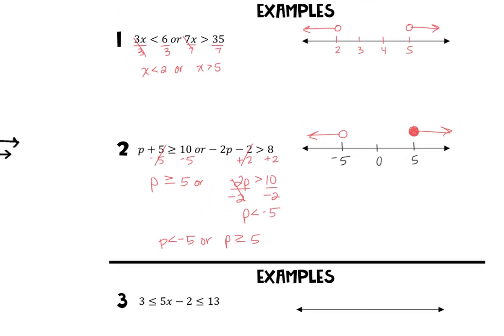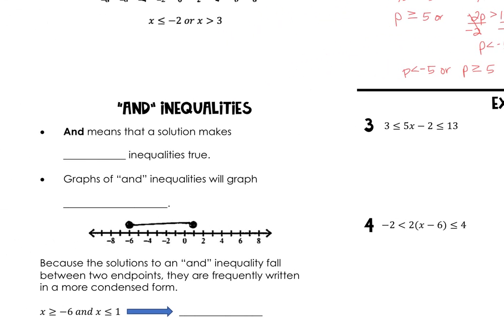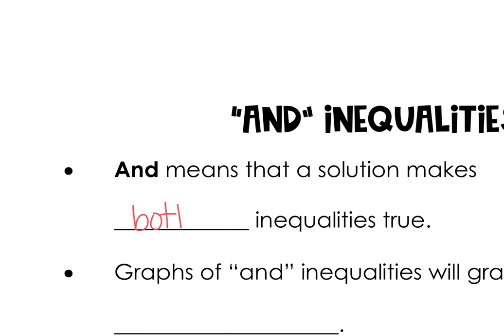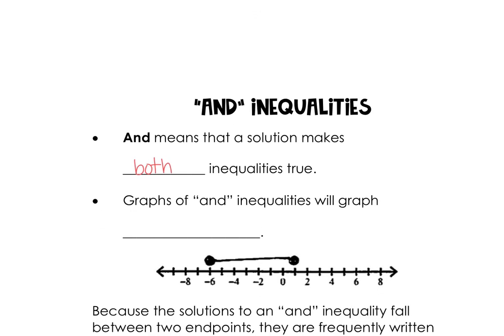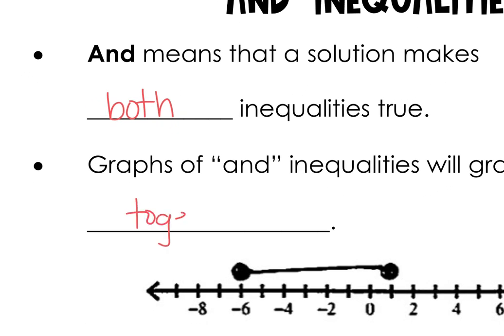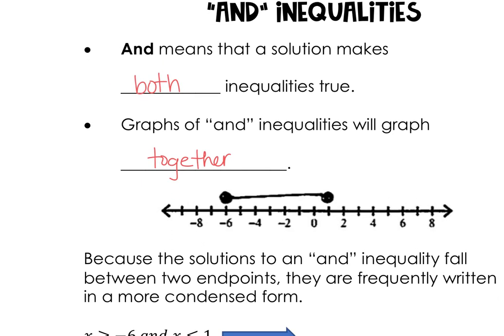Okay, then let's move into and inequalities. An and inequality is going to mean that those solutions are going to make both inequalities true. And when we have graphs of and inequalities, what you will notice here is that they're going to graph together. So what we are showing with these and inequalities are the solutions for x that would satisfy both of those inequalities.